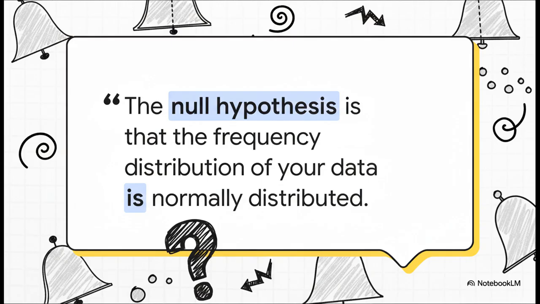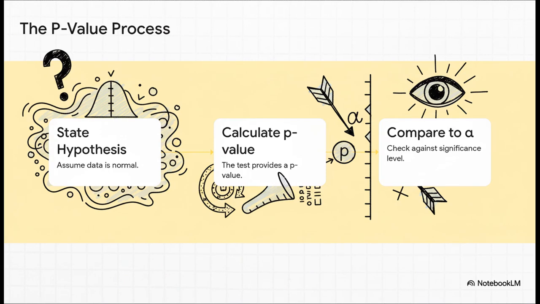It sounds kind of formal, but it's really simple. The test just starts off by assuming your data is normal. That's its starting point. The whole job of the test is to see if you have enough evidence to call that assumption into question. And the process is always the same drill. First, the test says, okay, let's assume the data is normal. Then, it does its calculations and spits out a p-value.